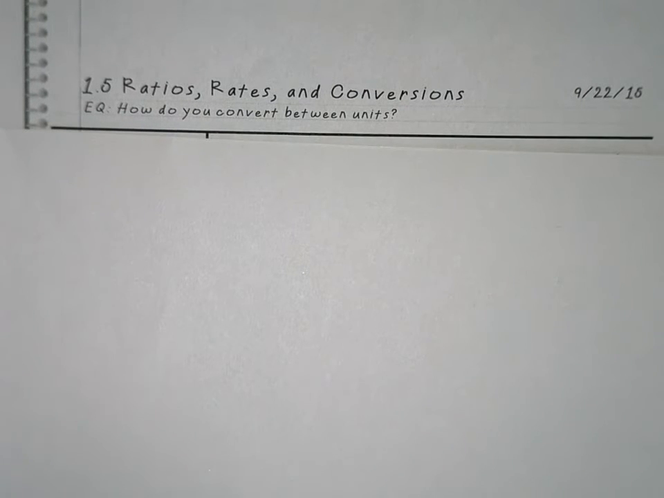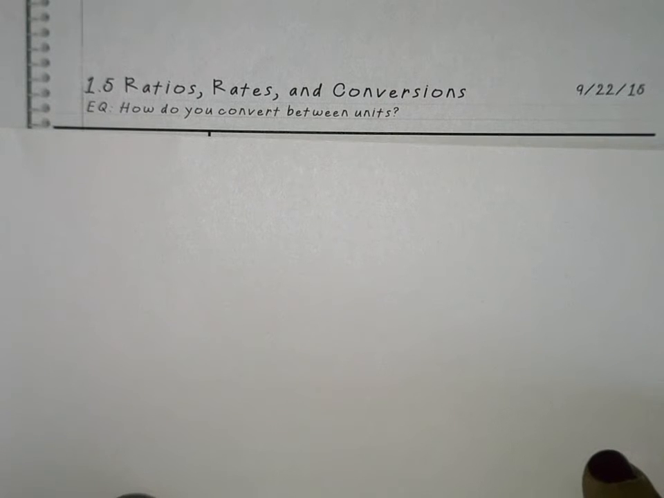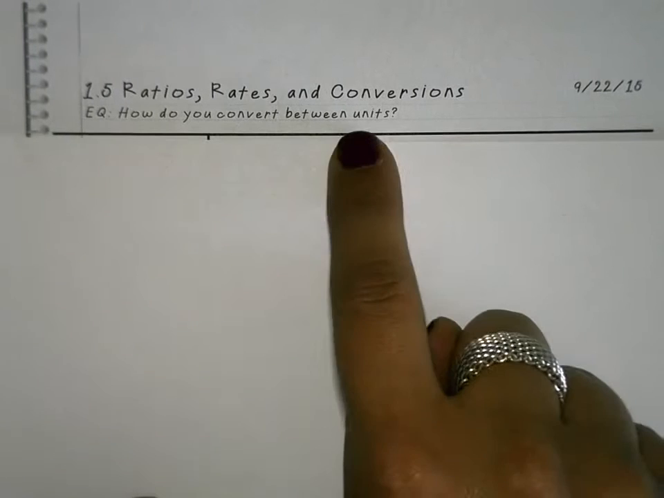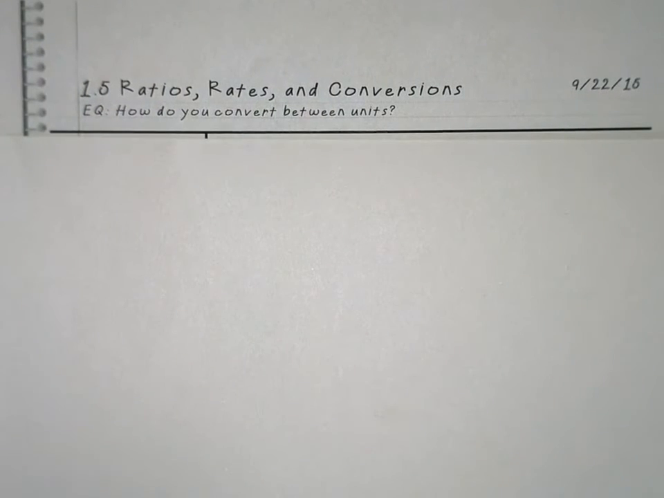Okay guys, today we're going to be looking at 1.5, which consists of ratios, rates, and conversions. And we're going to talk about the essential question, how do you convert between units? So there's your topic and your essential question. So get your Cornell notes set up for me, please.